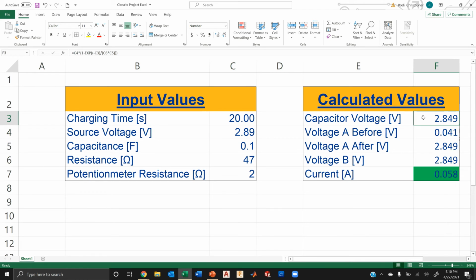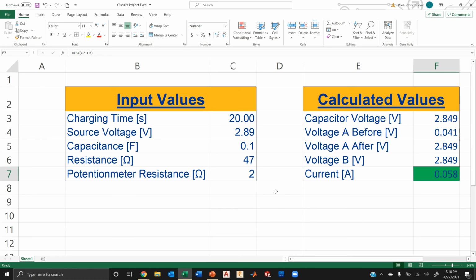We could see the capacitor voltage is 2.849 volts, which backs up our demonstration of 2.85 volts. We can also see the voltage across the resistor before, when it is charging, to be 4 millivolts, which also is backed up by our claims, as well as the voltage across the potentiometer shown to be exactly the same as the voltage across the capacitor when the switch is flipped to the LED side.